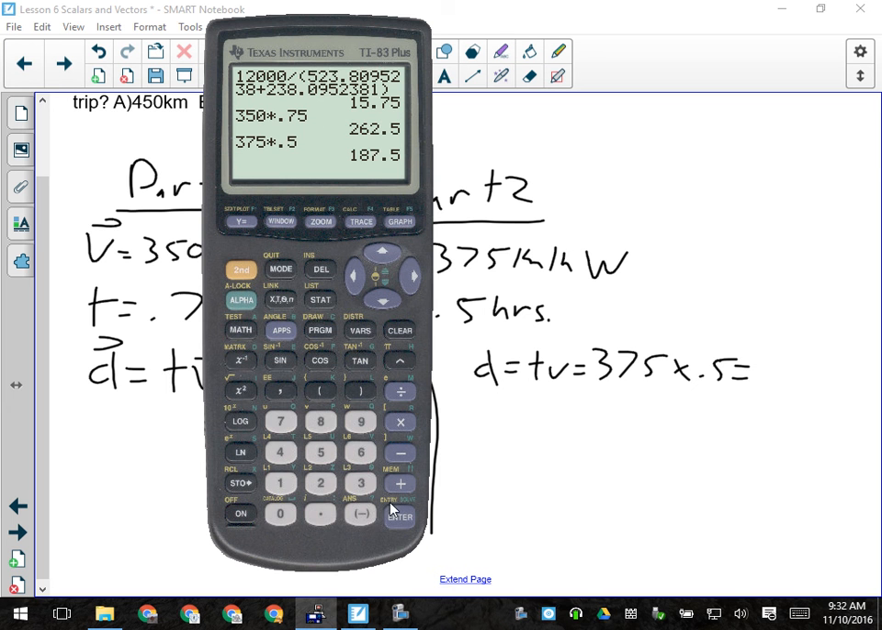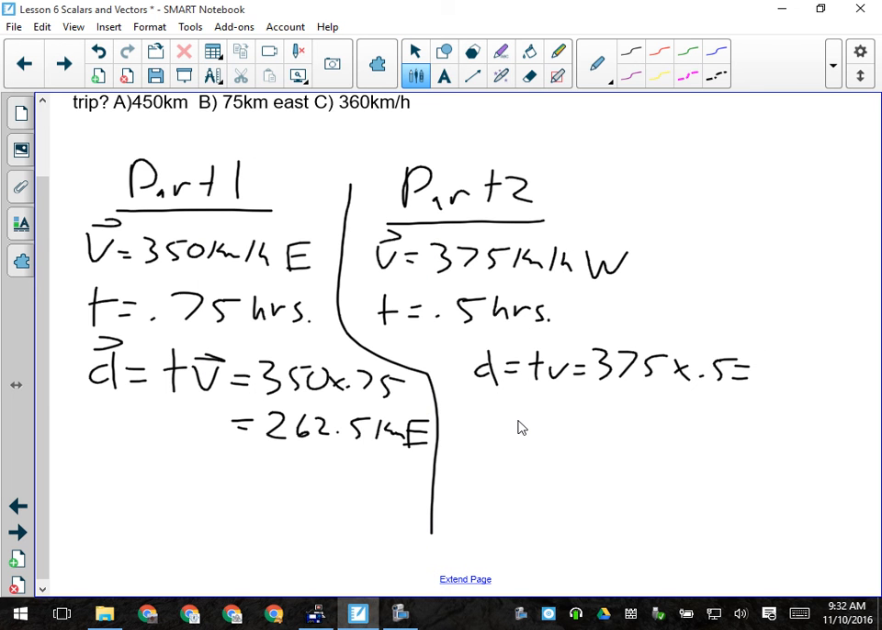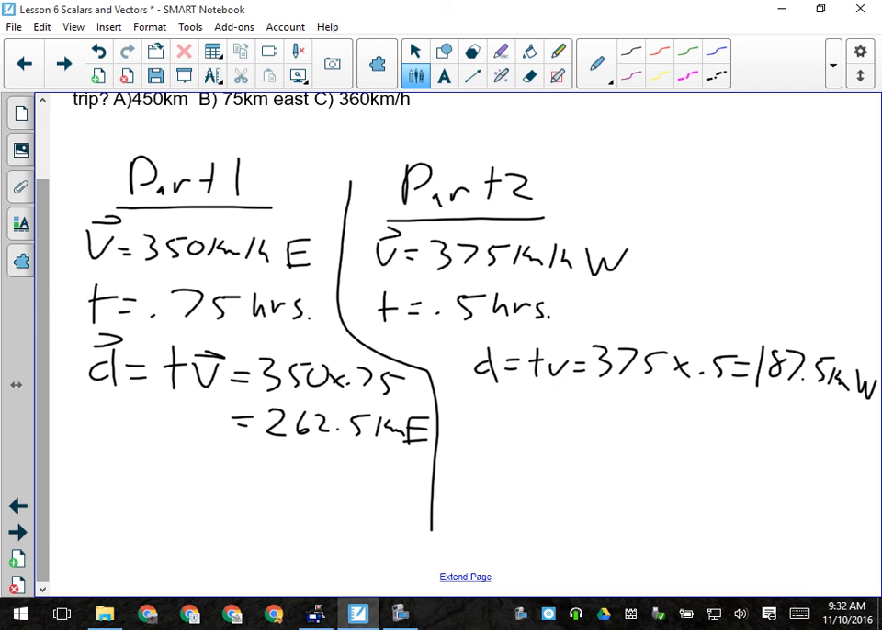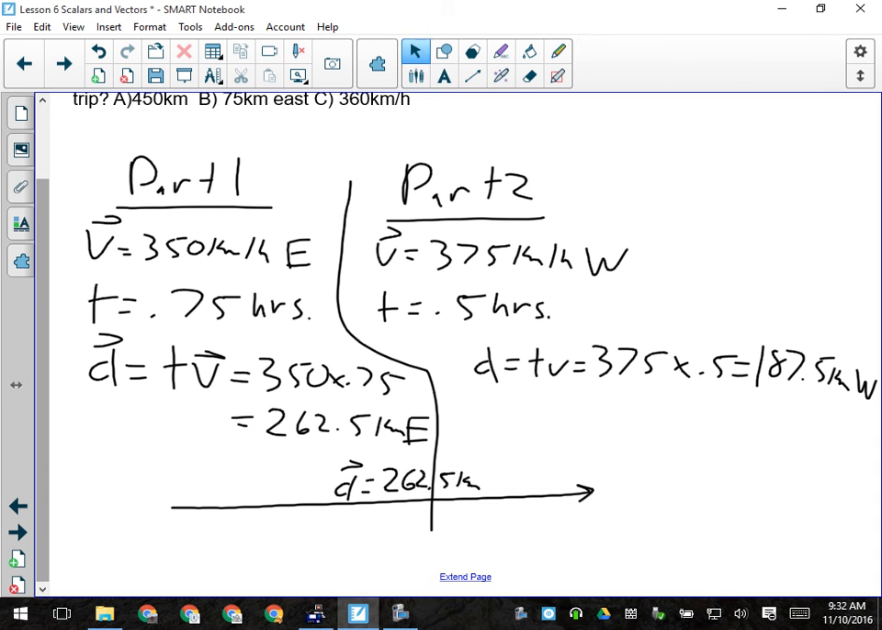Okay, so it's 187.5 kilometers west. Now that I've got the two distances, I can draw that diagram. I'm going to have my west line here that's going to have a displacement of 262.5 kilometers. Then I'm going to have the other one that goes back 187.5 kilometers. Everybody with me so far?